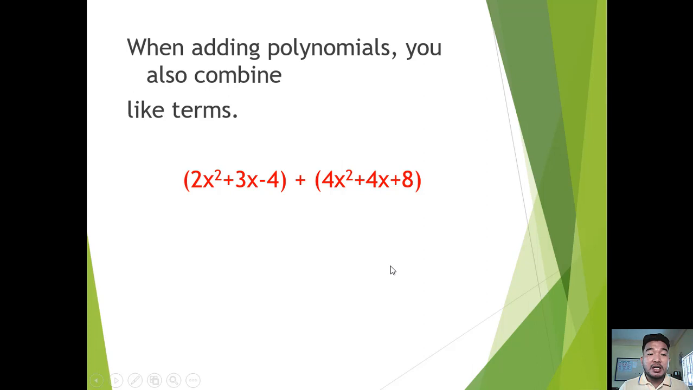Remember that when adding polynomials, you also combine like terms. For instance, we have here two polynomial expressions, 2x squared plus 3x minus 4, and the other one is 4x squared plus 4x plus 8. Dalawang polynomials na ang pinag-uusapan natin dito. So, i-add daw natin itong first polynomial na ito dito sa second polynomial. I-add natin silang dalawa. Pag nag-a-add tayo ng dalawang polynomials, pwede tayong gumamit ng dalawang method.